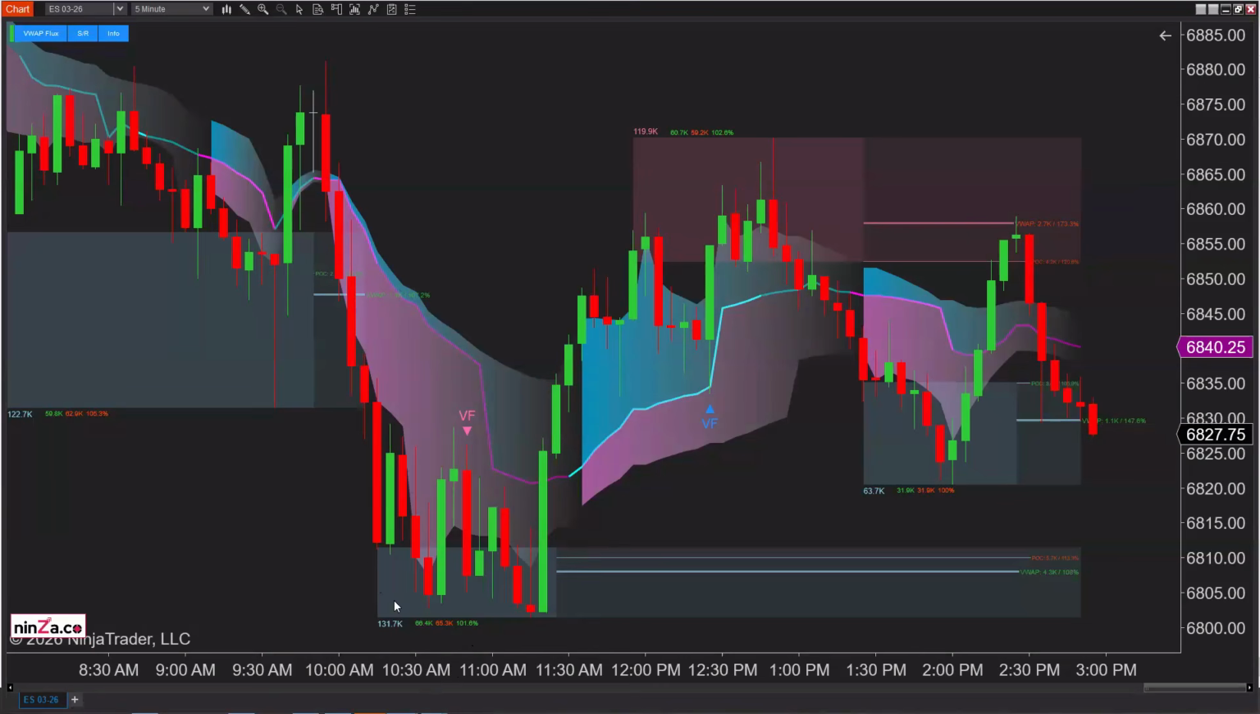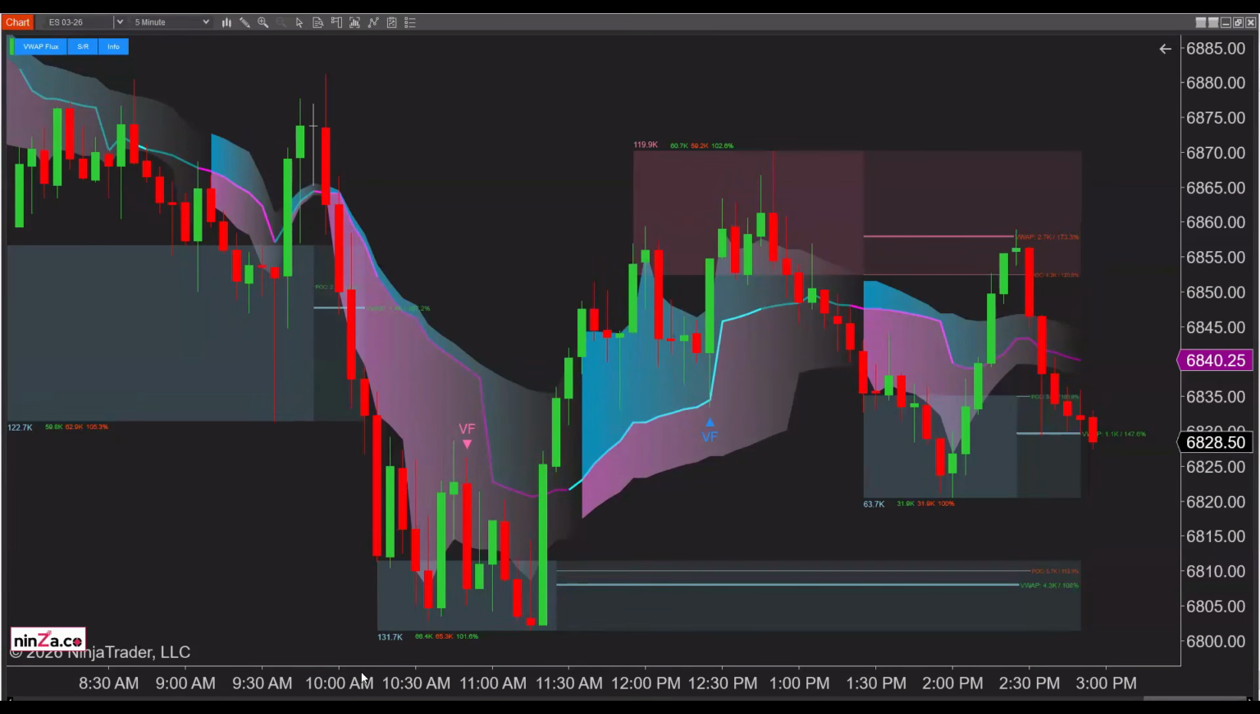This is more of just a volume analysis. So 131,000 contracts, 66,000 are buying, 65,000 are selling. So it just gives you a breakdown of the price. And then visually it represents this for you.